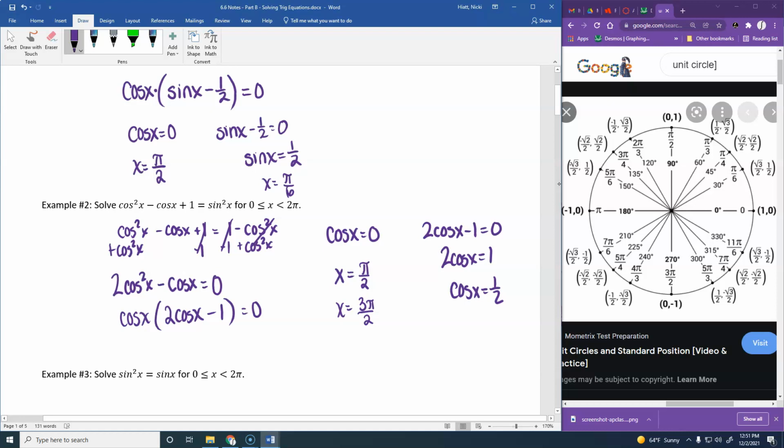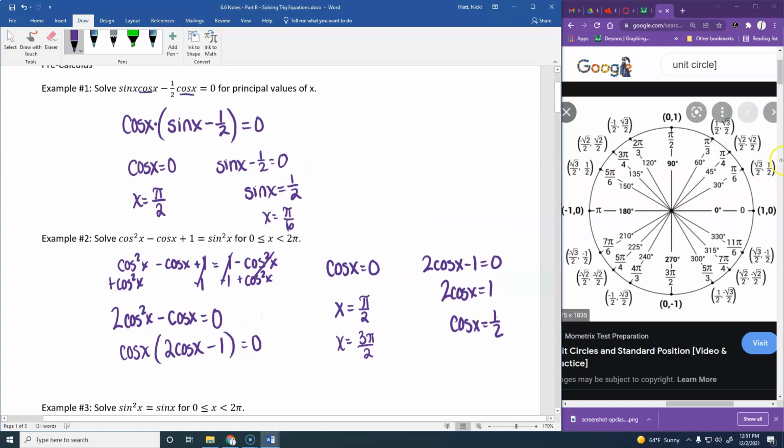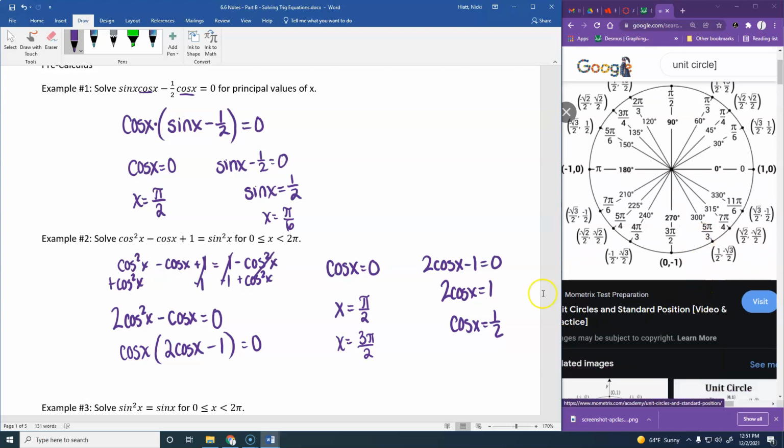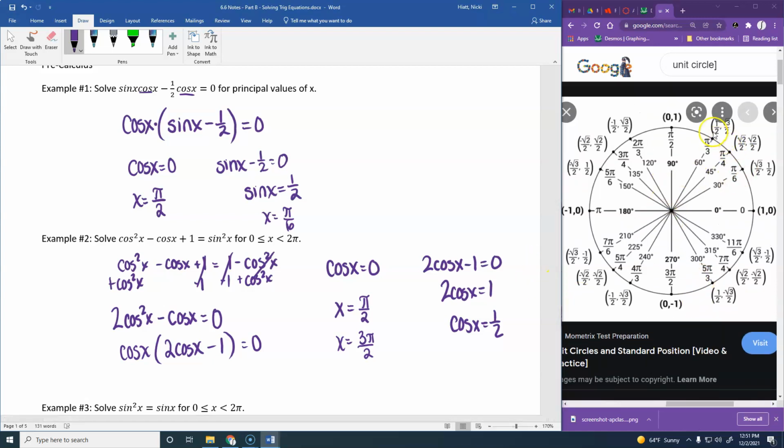I actually like 0 to 2 pi better because you don't have to use any negative angles. You just use the numbers on the unit circle. So like, for example, if we had 5 pi over 3, we wouldn't do negative 5 pi over 3. We'd just call it 5 pi over 3. And so cosine equals 1/2 at pi over 3 and 5 pi over 3. So we end up with 4 answers here.